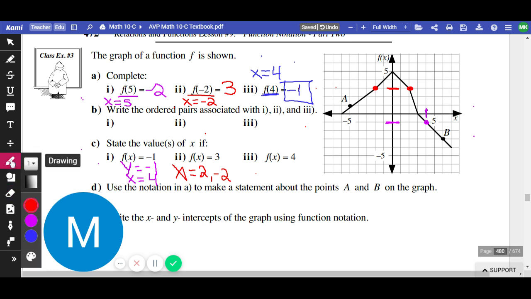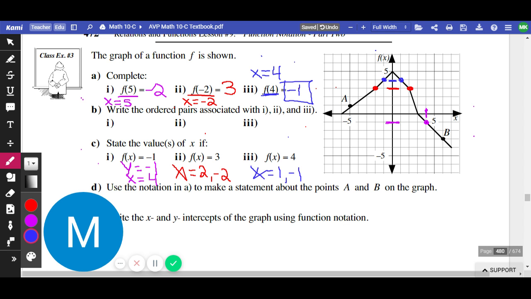The last one, f of x equals 4. That means you would go up to where f of x equals 4. That's where y equals 4. That's right here. The 2 different points are there and there. That means x equals positive 1 and negative 1.